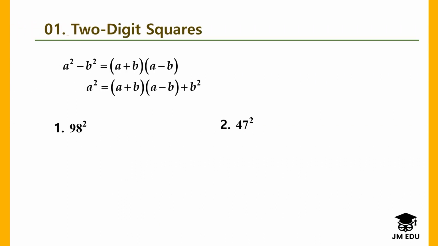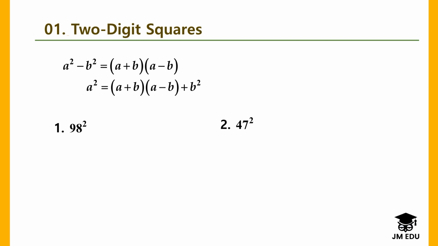Now I'm going to show you how this works. From algebra, we know that a squared minus b squared is equal to a plus b times a minus b, right? Then a squared is a plus b times a minus b plus b squared.